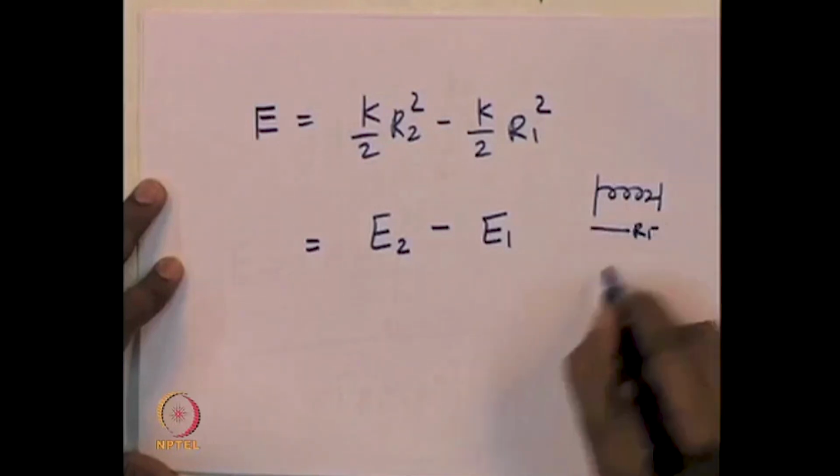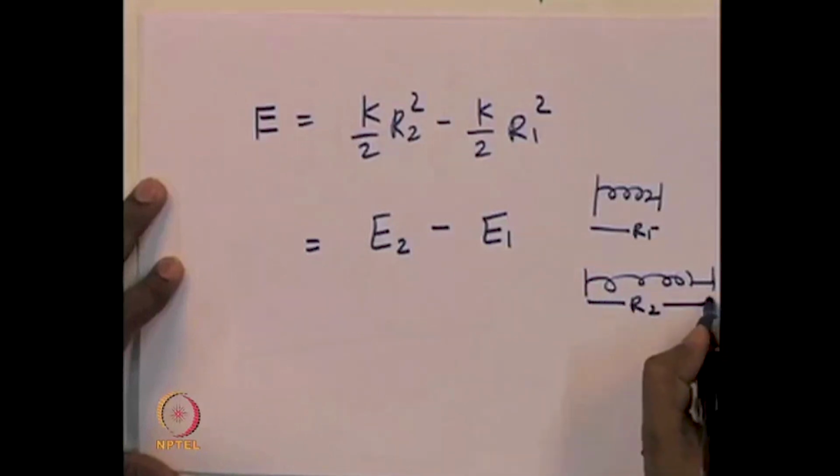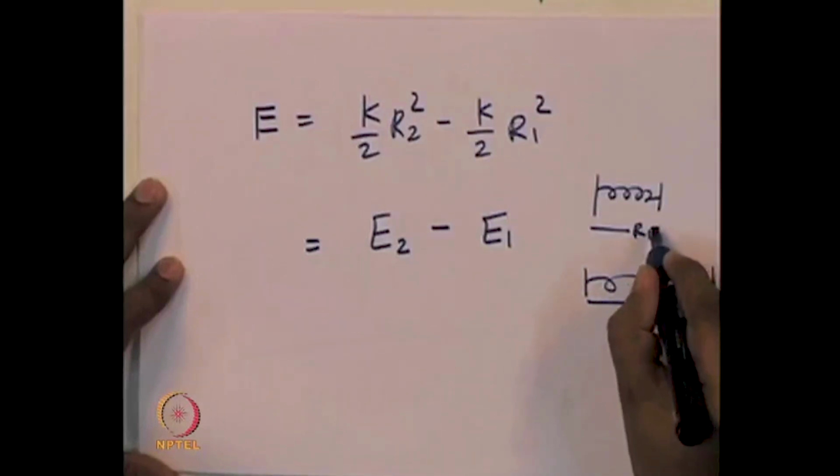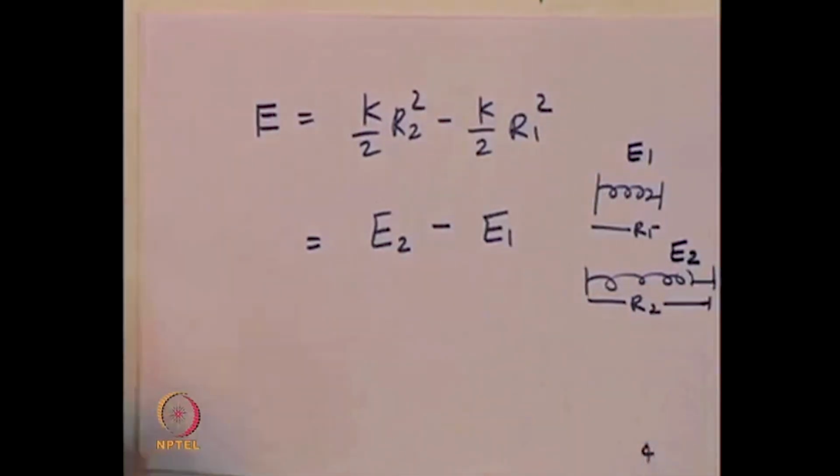R1 and this is R2. The energy of this spring is E1 and the energy of this spring is E2. Then the energy difference is basically E2 minus E1. So, basically what you find is that the change in energy, the energy needed to pull from here to here, is the energy difference between these two, and you can get this by integrating this particular differential equation. This is the simplest case that we learned.